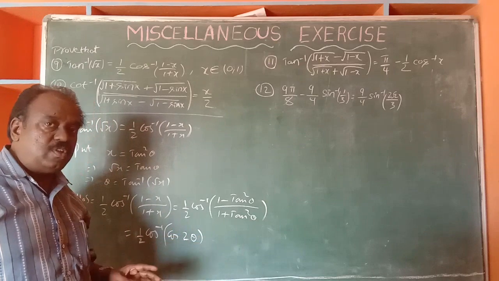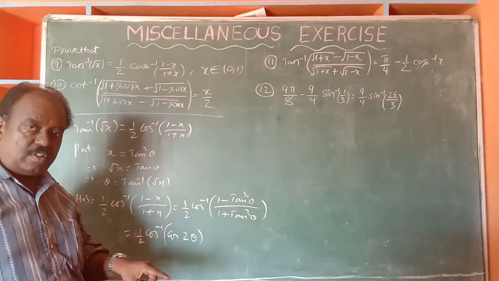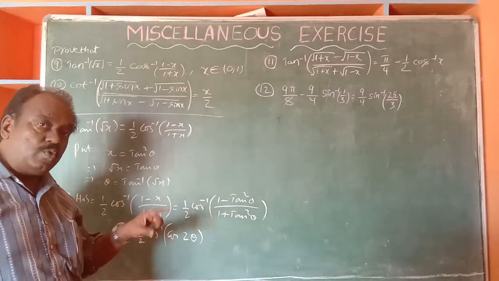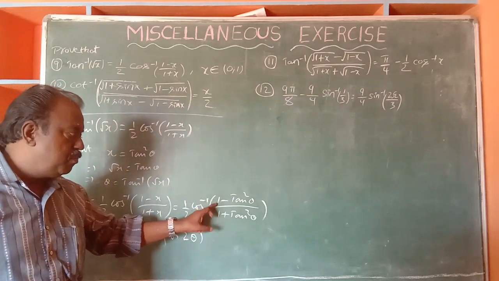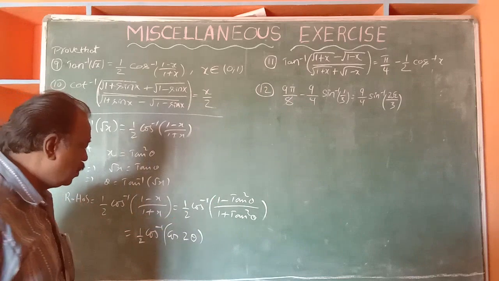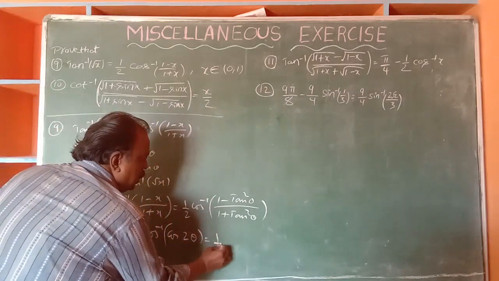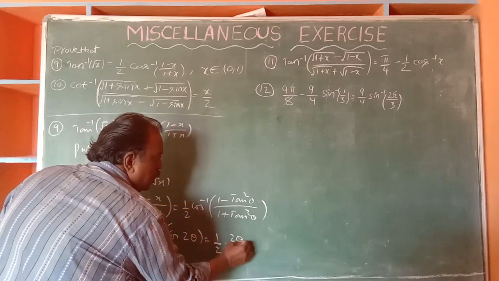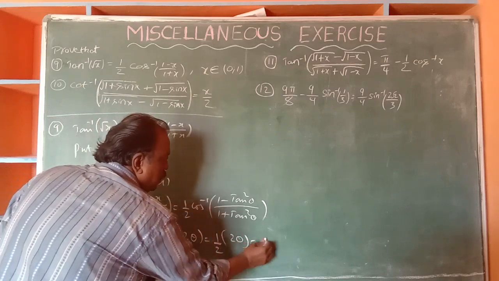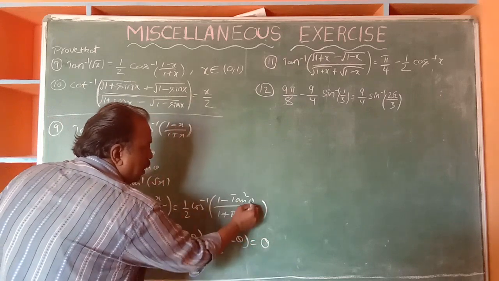Cos 2 theta is cos square theta minus sin square theta. One formula. 1 minus 2 sin square theta is there. 2 cos square theta minus 1 is there. And this fourth formula is also there. So here it is 1 by 2, cos inverse cos cancels, we get 2 theta. So it is theta. Okay, now.